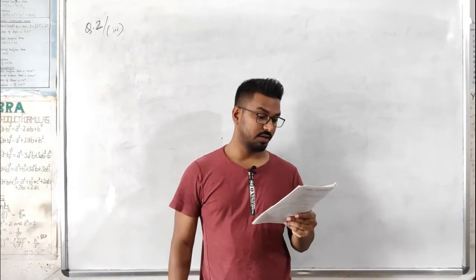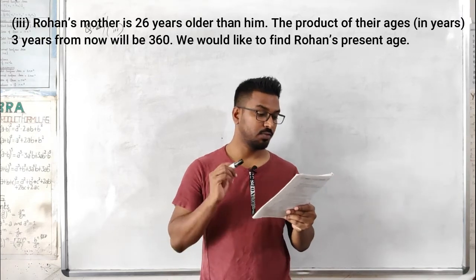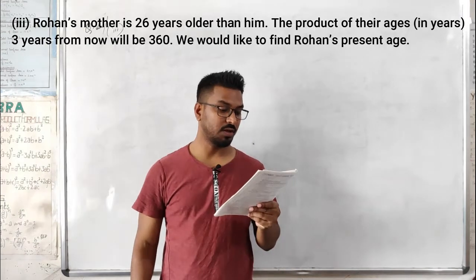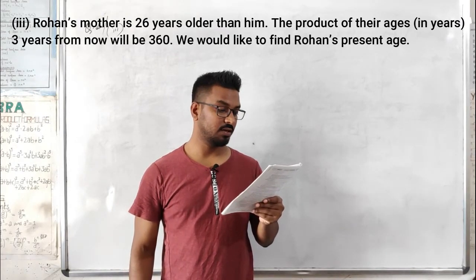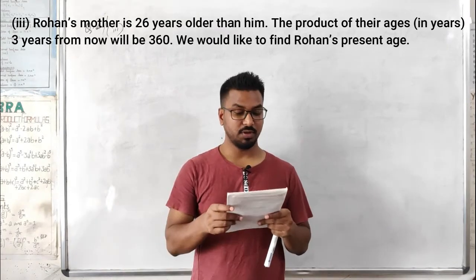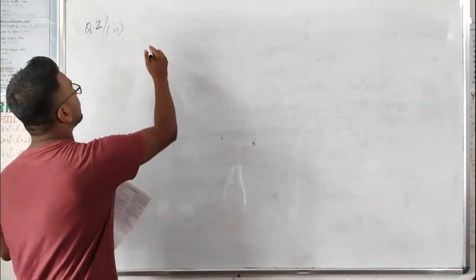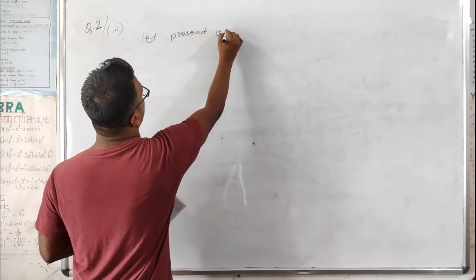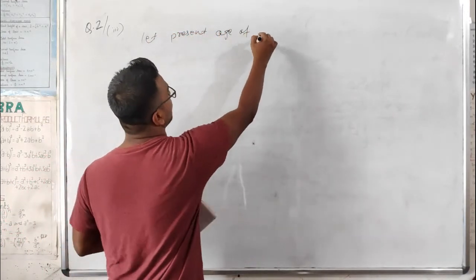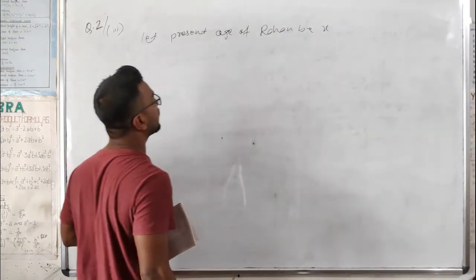Next, Roman number 3 is given. Rohan's mother is 26 years older than him. The product of their age 3 years from now will be 360. We will like to find Rohan's present age. So Rohan's mother is comparing her age with Rohan. So let present age of Rohan be x. Okay.